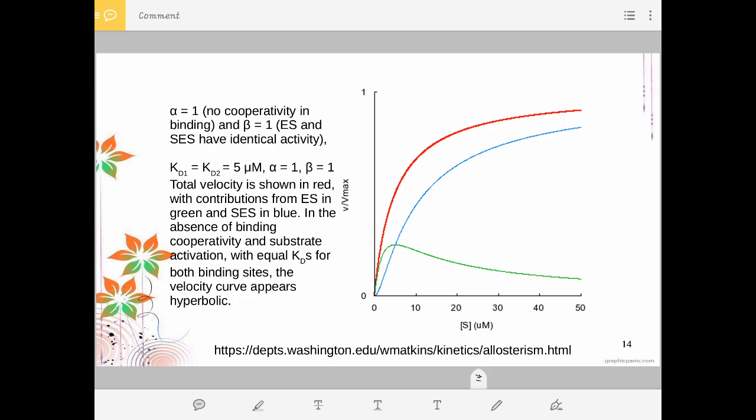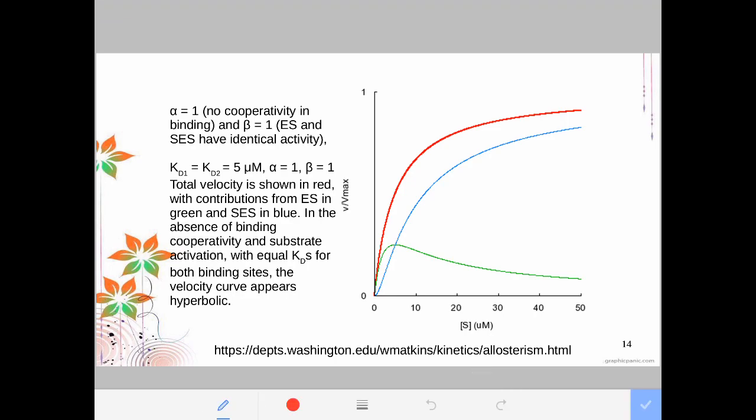So in here, we have a graph showing the red one, the red colored graph shows us the total velocity, V. And then these are the individual contributions. So the one in green is a contribution from the enzyme substrate, and the one in blue is the one with two substrates bound to the enzyme. So here we just have one substrate bound. So one substrate, these are the two substrates. Okay, and then this is the total.